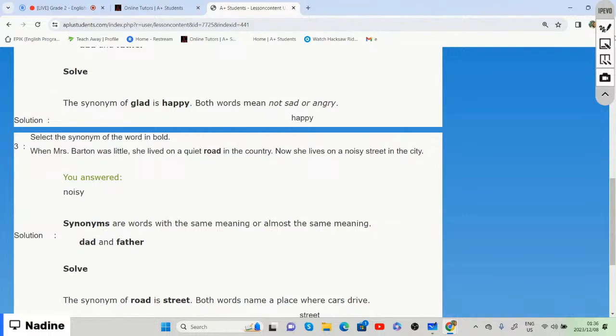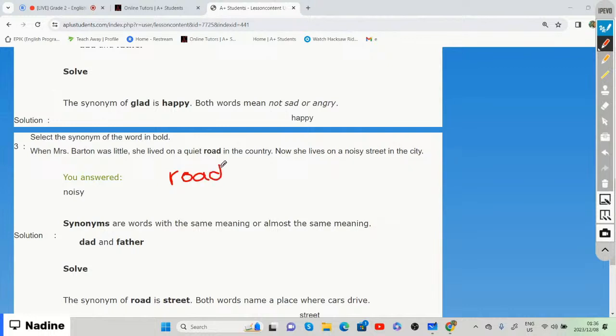So road, another word for road, or a word that is similar in meaning to road. And we can say that the word with almost the same meaning as road is street. Road and street, right? Because you can either say in the road or you can say in the street.